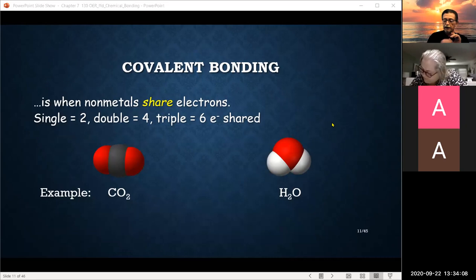Now, when we get to covalent bonding, we talk about sharing electrons. There are 3 types of bonds: a single bond, a double bond, and a triple bond.